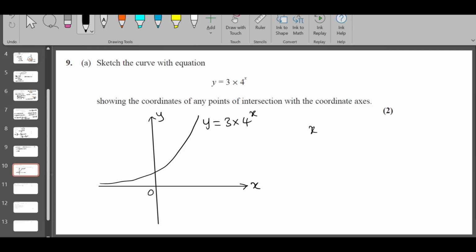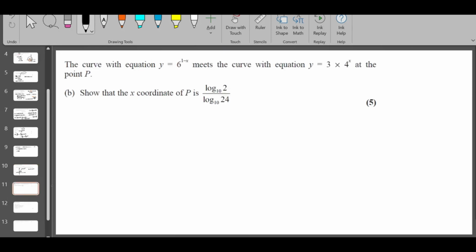If you replace x by 0, it's going to be y is equal to 3 times 4 power 0, which is 1, so 3. So this point will be (0, 3). Put it in the coordinate form. That's all. They will just look at the shape of the graph and then the coordinate will be given 2 marks. Part B. This curve meets this curve at point P.